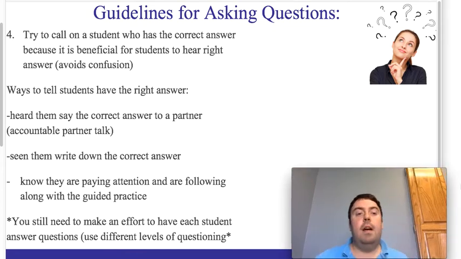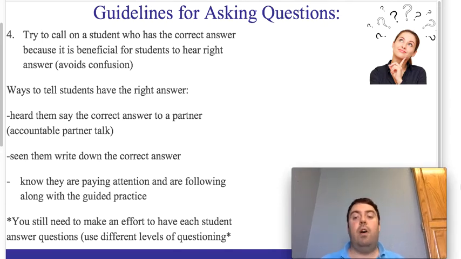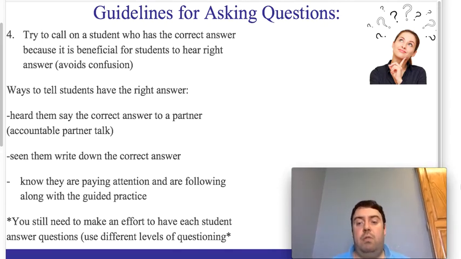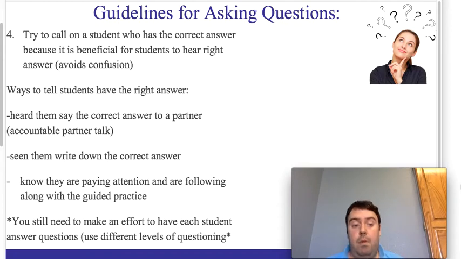There it goes. You want to make sure that you call on the student who has the correct answer. It's beneficial for students to hear the right answer. There's a couple reasons. First of all, it saves students' self-esteem. I mean, who wants to be called on and then later heard that their answer is wrong in front of their peers? Probably no one, right? No one wants to be wrong, especially in front of their peers.